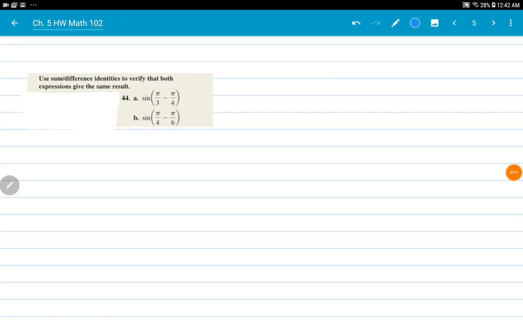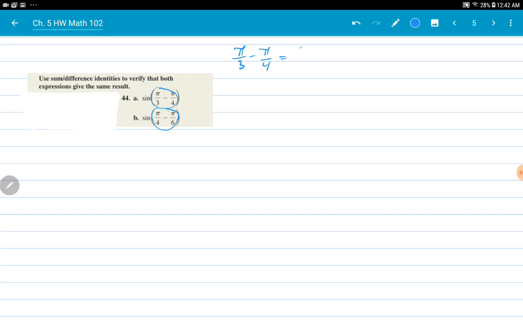Number 44, we are going to use the sum and difference identities to verify that both these will give the same results. So the point of this is to recognize that these are two different ways to get to the same answer. So pi over 3 minus pi over 4, getting a common denominator.